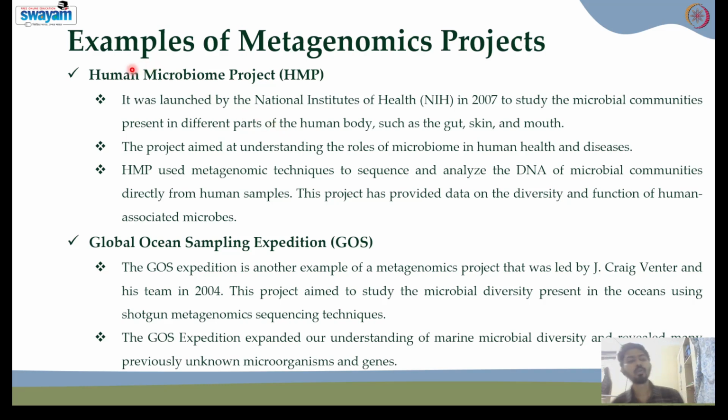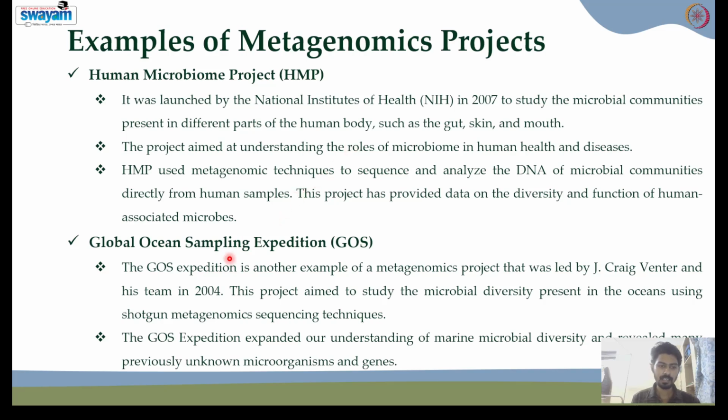So, moving on to this Human Microbiome Project, as it was launched in 2007, and it helped to study the microbiome community. This project aimed to understand the role of the microbiome in human health and disease. And they sequence and analyze the DNA of the microbial community directly from the human samples. So this helps us to understand the microbial community that exists in the skin region, gut, and mouth. So this is one of the important projects, and this is achieved through the advent of metagenomics.